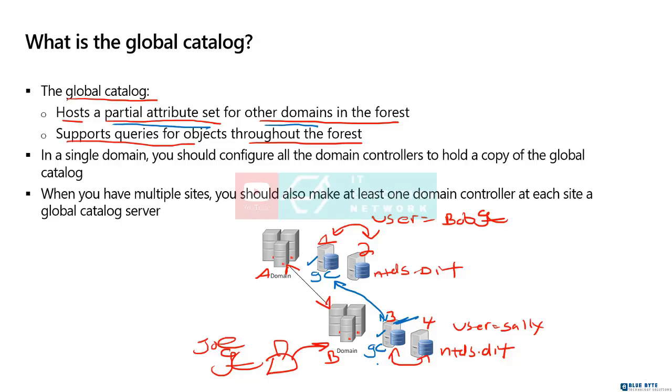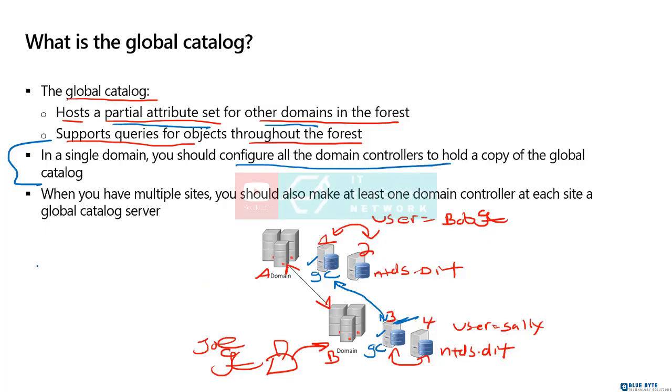So easiest way to think of it, if you're using an email client or something like that, and you're searching for an email address, a user, the purpose of the global catalog is just to give you a repository to connect to that has a list of all the users in the entire forest and all the common properties they think you would actually search. Now, a few facts about it. In a single domain, it's recommended you configure all the domain controllers to hold a copy of the global catalog.